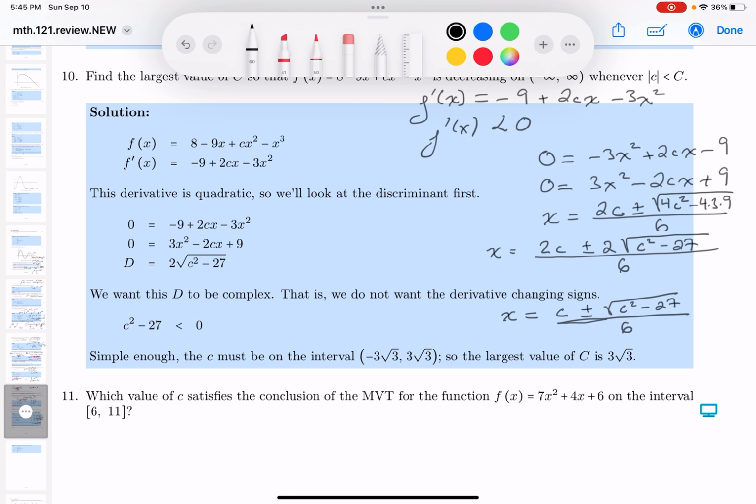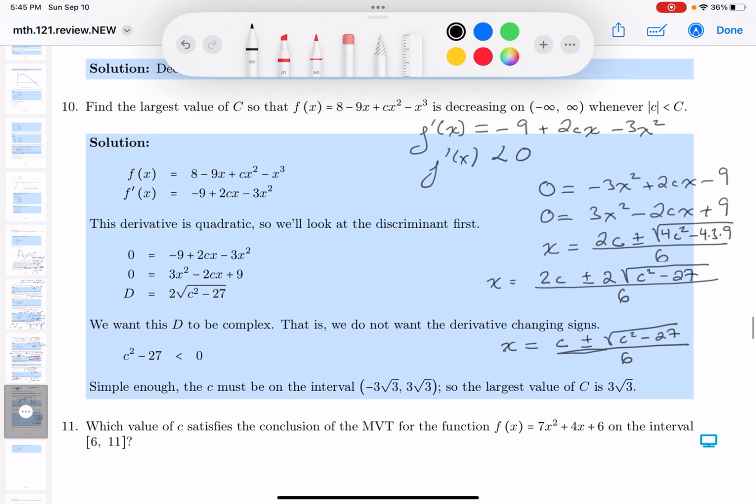Well, you know, looking at it, let's see if I did this right. Looking at it, I want this thing to always be negative, right? This is the part where I'm looking at this thing and I got to think again. Let me think if I'm thinking right over here. I'm looking for what value of x. And I certainly don't want this to have a real solution, all right? So what I need is c squared minus 27. In other words, I don't want a root. And I want that to be less than 0.